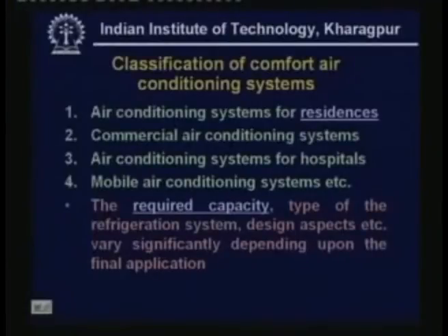And one special case is the case of mobile air conditioning systems. That means air conditioning systems used in cars, trains, aircraft, etc. They require a totally different design strategy, because one typical problem with any mobile air conditioning system is that the outside conditions may vary continuously. For example, a train moving from, let's say, Kashmir to Kanyakumari encounters all kinds of weather, all kinds of outside conditions as it moves from one place to another.